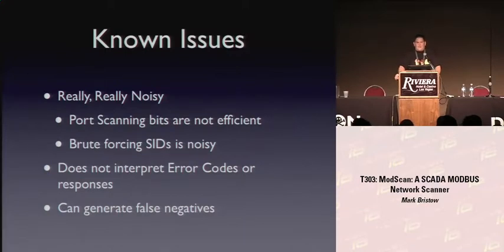Brute forcing, I can't think of a better way to do it. Maybe one of you has a better theory on this, but it's the only way I can think of enumerating slave IDs. Another thing, too, is it doesn't interpret those error codes.